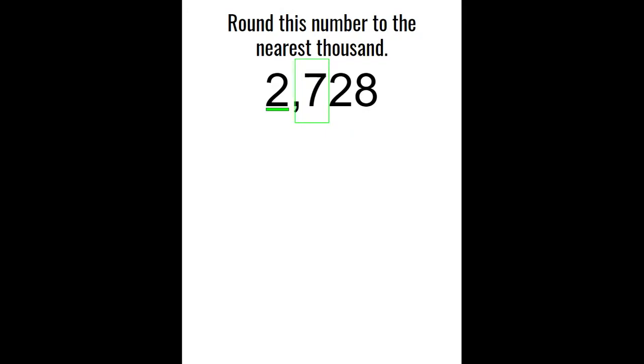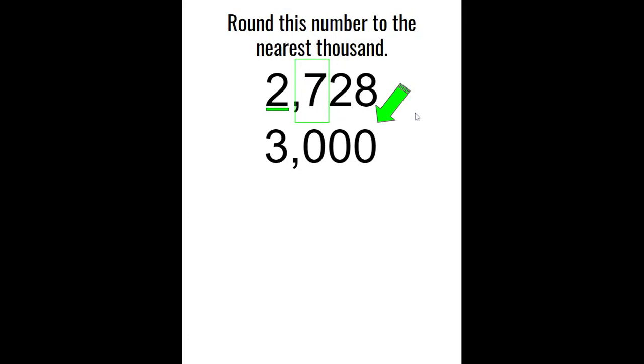Hey Mr. 7, can you come out and play? And he says, yay! I get to go out and play. So if he goes and joins the 2 people outside, now there are 3 people outside. That means there's nobody left inside. So I'm going to put zeros for all the rest of my digits. My 7 was larger than a 5, so it came outside.